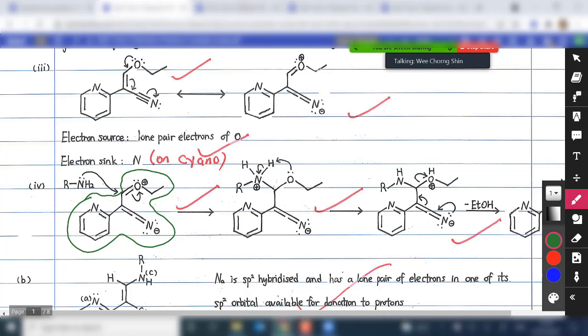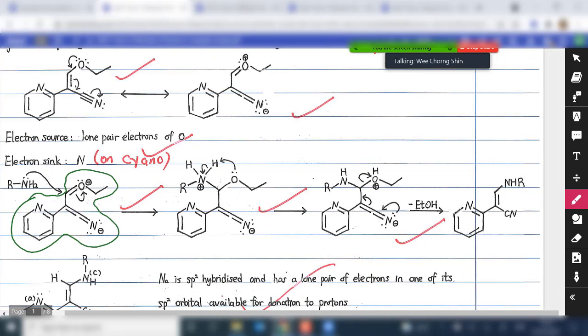If I don't ask you to draw it, you cannot draw the mechanism at all, because you will anyhow whack, and in the end all hell will break loose, right? So there's a need to guide you along the way. So you need to draw this and then push the electrons.